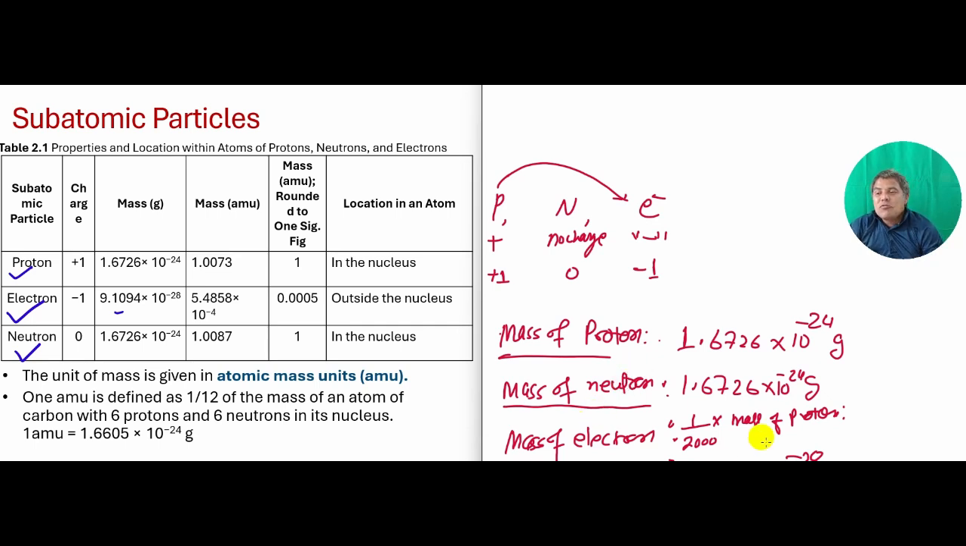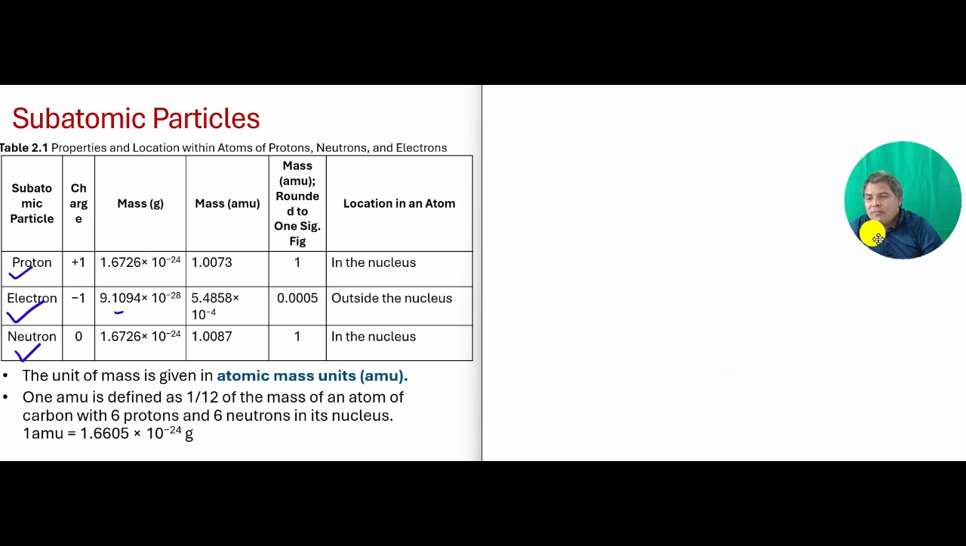So the electron's mass is very, very small. So you can neglect that when you calculate the atomic mass, okay. We will discuss that later on. So now these are very small numbers with very large exponent values, right? So these are very big numbers and very small numbers, both big and small.